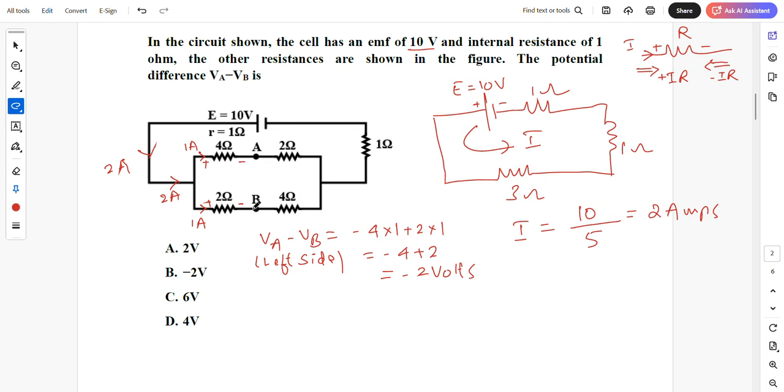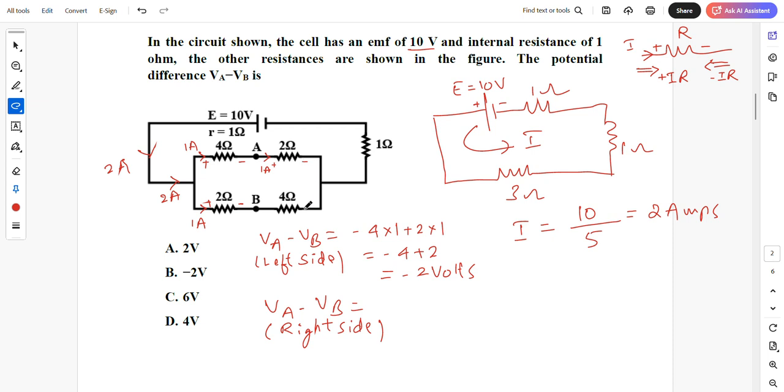The same answer should come if I come from the right side also. Just to make you understand very clearly, I will come from the right side. From the left side I got minus 2 volts. Now the right side of the loop: the same 1 ampere flows here, and this becomes plus because current is entering. There are two paths from A to B. I can go from the left side or I can go from the right side. Here it is plus because current is entering 1 ampere, and this end is minus.